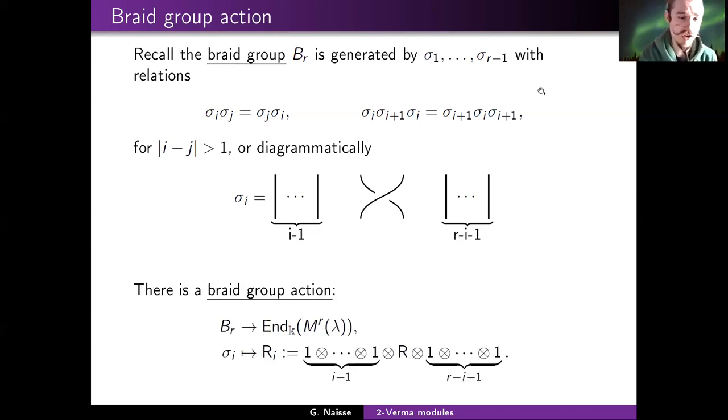Okay, and so to define an action of the braid group on the tensor product of r copies of the Verma module lambda, you simply act with the R matrix on the i-th and (i+1)-th copies of the Verma in your tensor product. And of course, this R matrix is also invertible, so you can define the action of sigma i minus one as the inverse of R. And of course you will get the relation sigma i sigma j equals sigma j sigma i for free because you would be acting on distant tensor factors. And so essentially the only relation you need to check is this one. And you obtain it because the R matrix is constructed such that it respects the Yang-Baxter equation.